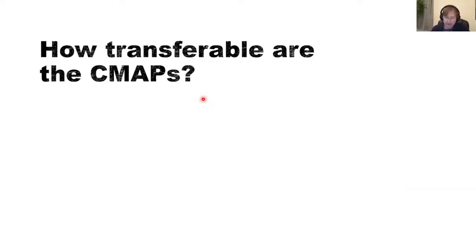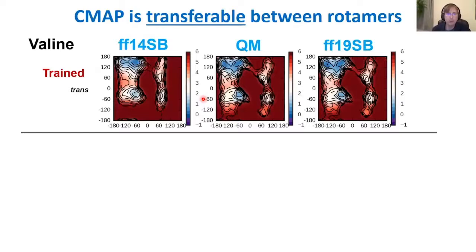And when I first started talking about this with Alex, one of the things that he suggested that we really needed to do was to look and see, for things like not alanine, how transferable the CMAPs are. Are they going to be different for different rotamers and so on? So can we use a CMAP calculated for one rotamer and then use that CMAP for another rotamer? And so here for valine, we've got the rotamer that we trained against, and QM and our force field match exactly because that's the training data.